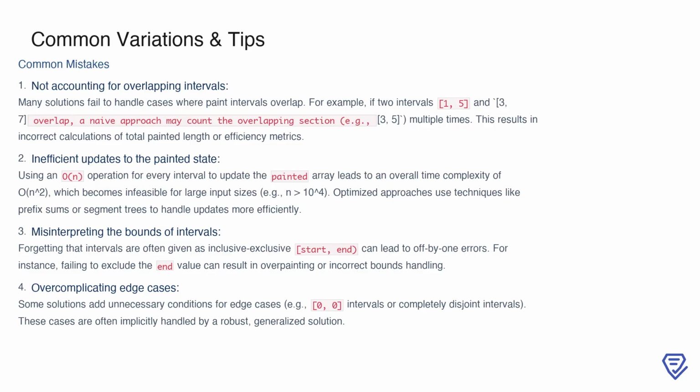Additionally, misinterpreting the bounds of intervals is another common pitfall. Since intervals are often given in an inclusive-exclusive format, [start, end), forgetting to exclude the end value can introduce off-by-one errors. Lastly, some solutions unnecessarily complicate edge case handling, such as [4, 0, 0], or fully disjoint intervals. A well-designed general solution should handle these cases without extra conditions.